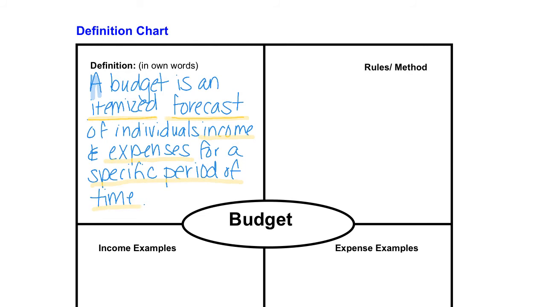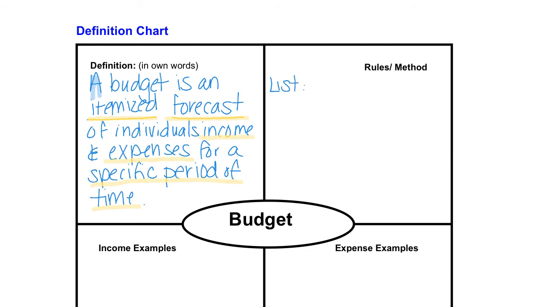So when we're putting together a budget, we take a look at either a monthly budget or an annual budget, or maybe you would look at a quarterly budget, depending on what you were doing. But most of the time for individual budgets, we're looking at monthly and annually. Okay, so some of the rules or methods when coming up with budgets, we need to list a couple things.